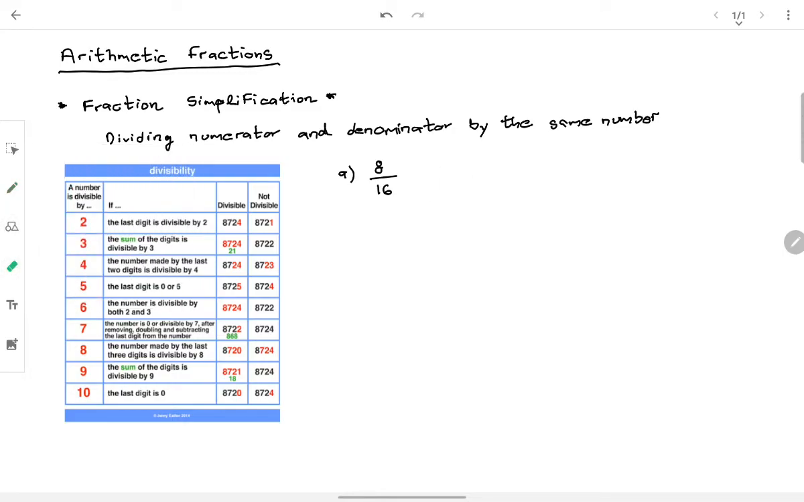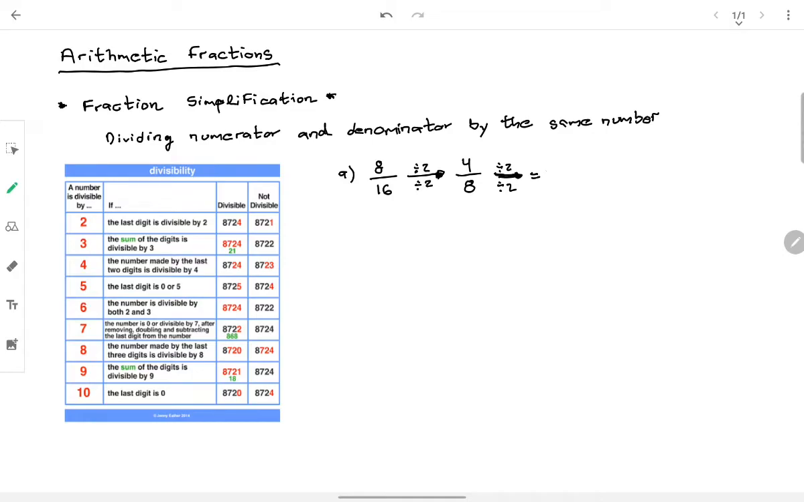We can divide both numbers by 2, and we will get 4 and 8. We need to continue to simplify as many times as we can. So this fraction can also be simplified by dividing by 2.